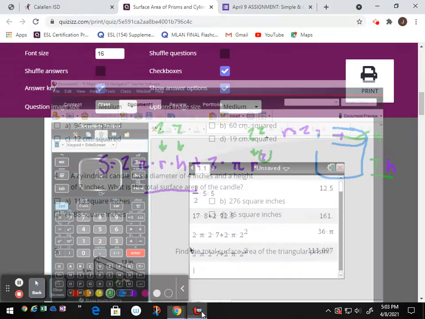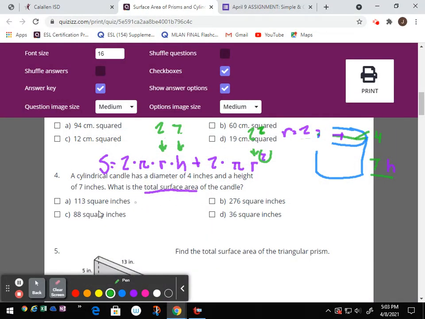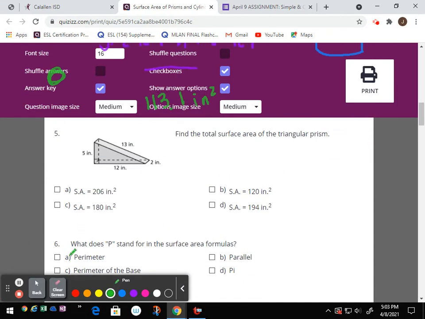So 113.1 inches squared, which we can see is answer choice A. All right, A is the correct answer for number 4. We're going to go on to number 5 now.